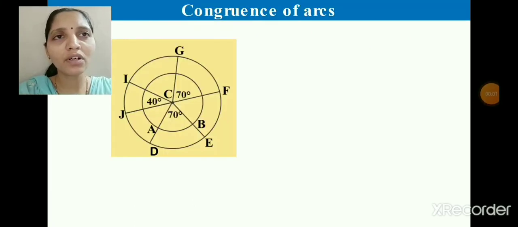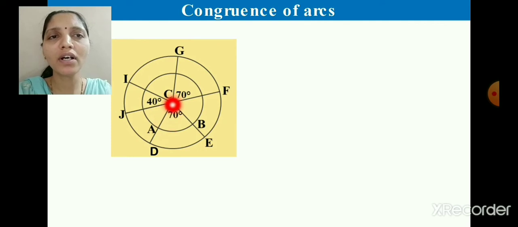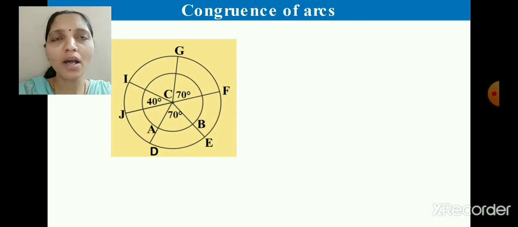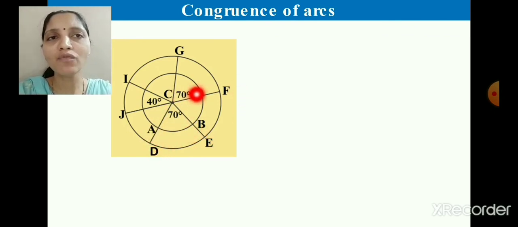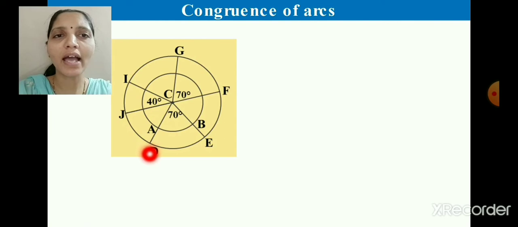Now let's try to learn the congruence of arcs. Here I have drawn one figure. With center C, I have drawn two circles, a smaller circle and the other one is the bigger circle. Now if you observe this figure carefully, I have drawn some central angles and a few central angles are congruent. So here observe this central angle DCE. This central angle intersects the smaller circle at point A and point B, and it intersects the bigger circle at point D and point E.